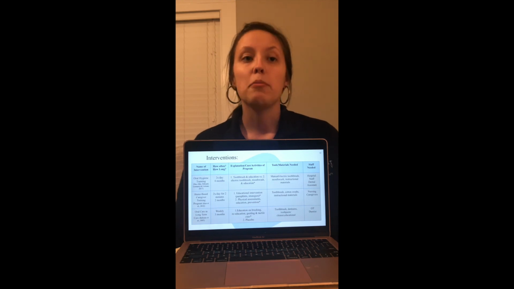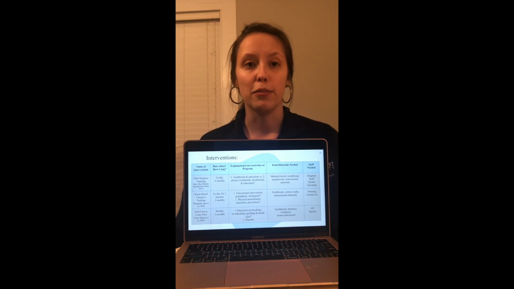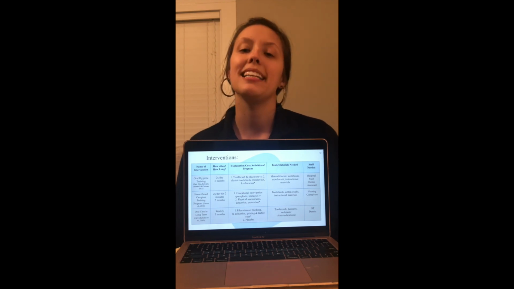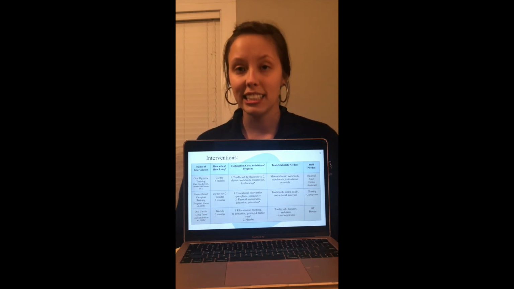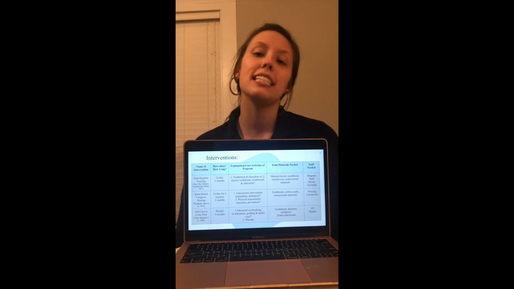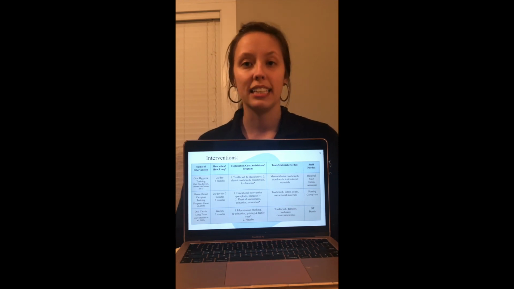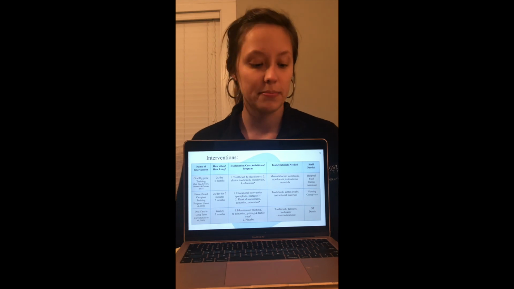The third program was an oral care and long-term intervention that was weekly for 3 months. One group received education on brushing, re-education, guiding and tactile cues, while the second group received a placebo effect. The first group received the better outcomes in oral care. So we're seeing a trend of the more intervention that's well encompassing, the better the results.